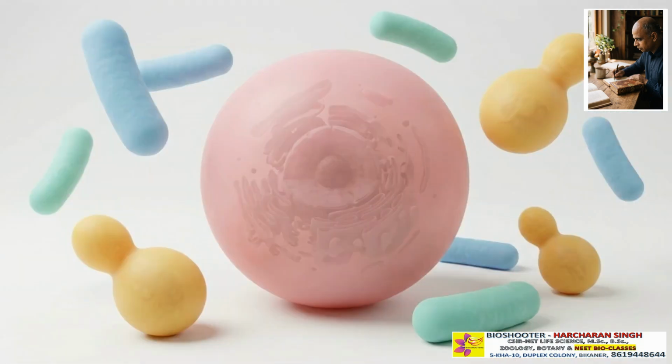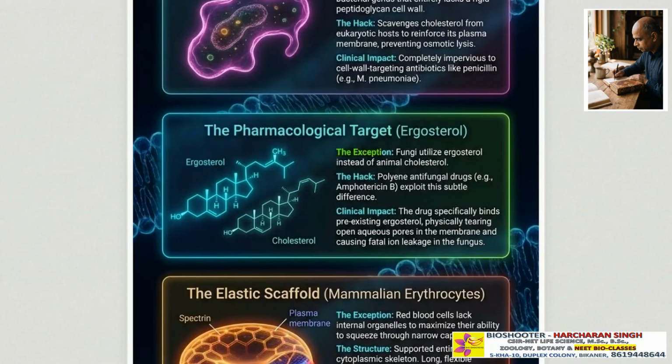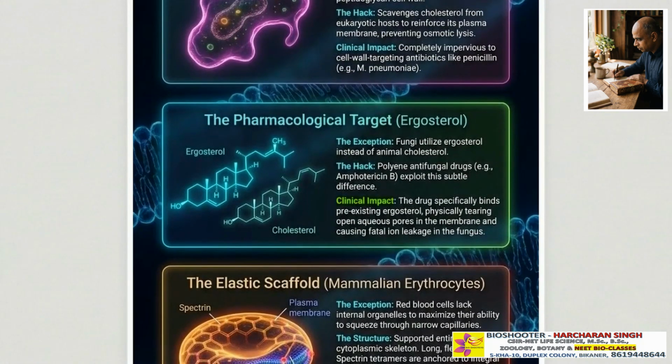Beyond the standard model, evolution has modified this architecture to solve specific survival challenges or exploit the vulnerabilities of other organisms. For example, fungi utilize ergosterol instead of cholesterol. As shown in the center panel, modern antifungal drugs exploit this subtle molecular difference by binding specifically to ergosterol, physically tearing holes in the fungal membrane while leaving human cells intact.